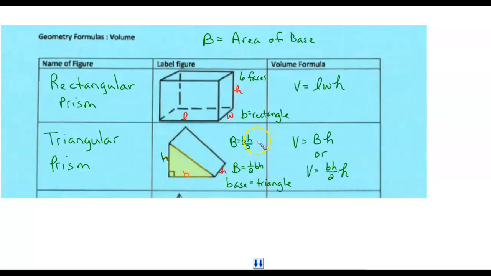And then you're going to take that and you're going to multiply it by the height, which here, we show it down here. It could also be written up here. It's fine. But you'll notice that I use the cursive H. So the formula is volume equals the area of the base times the height of the prism, or volume equals 1/2 the base times height divided by 2 times the height of the prism.